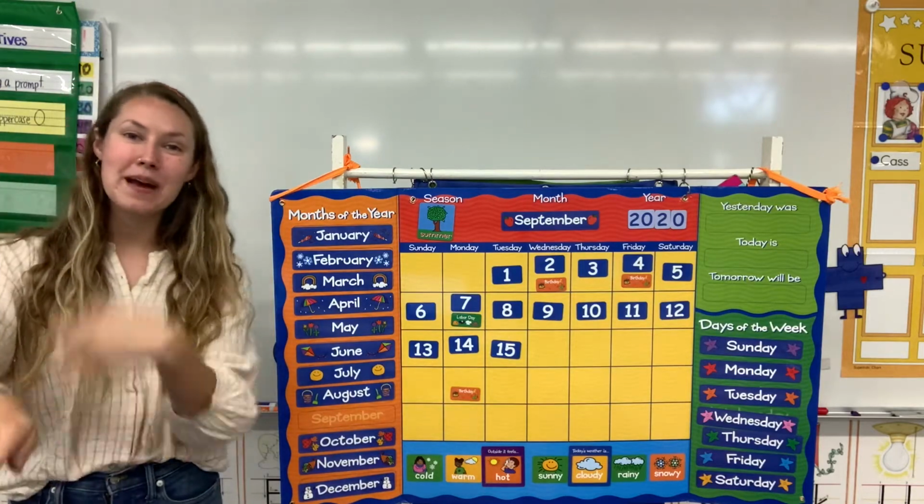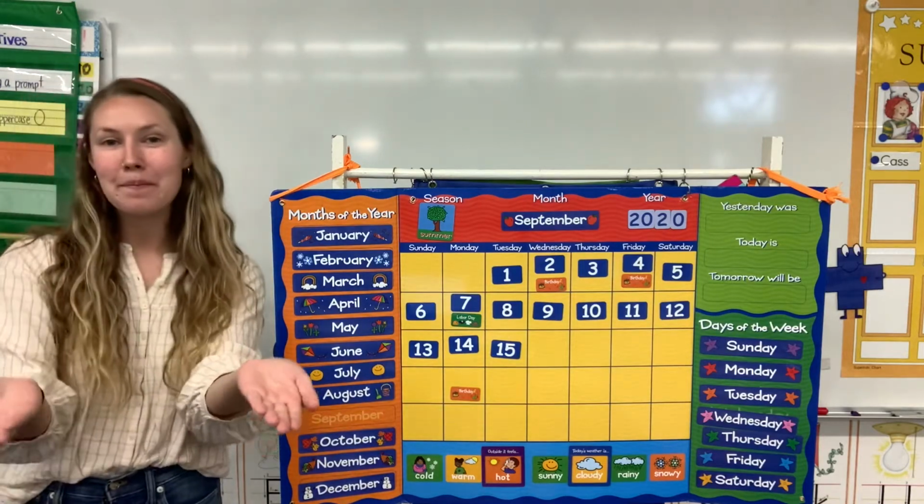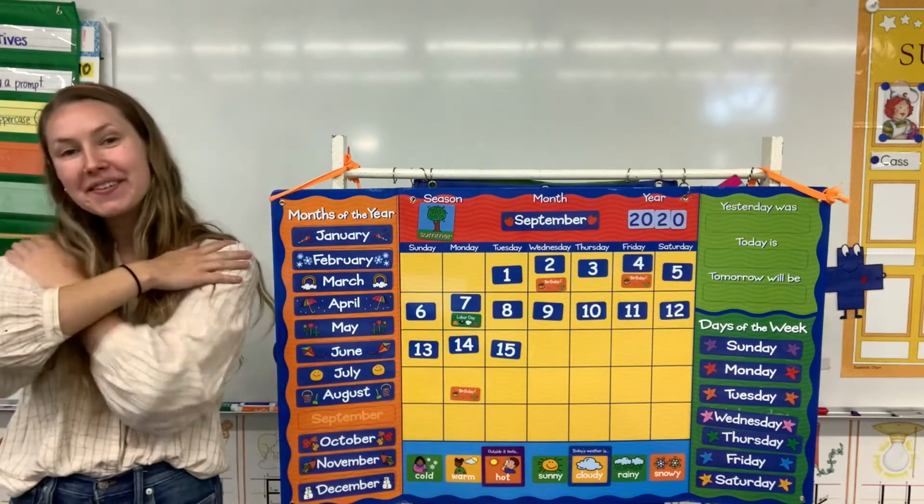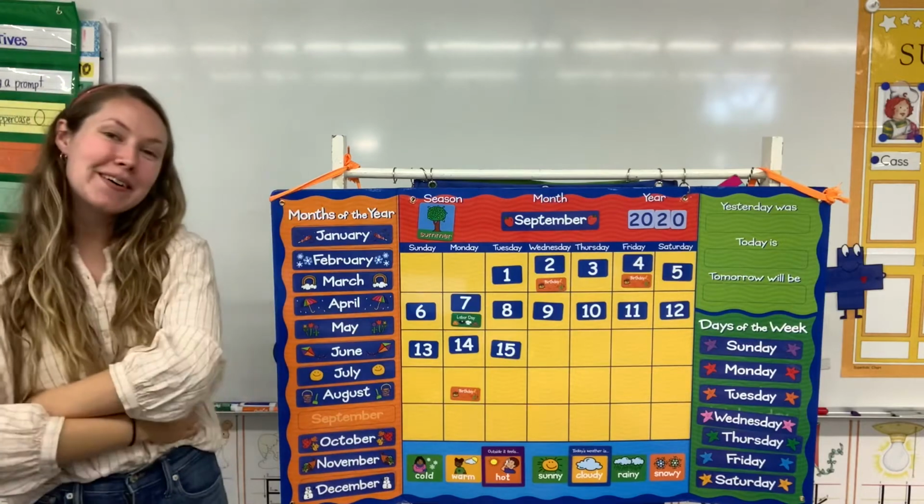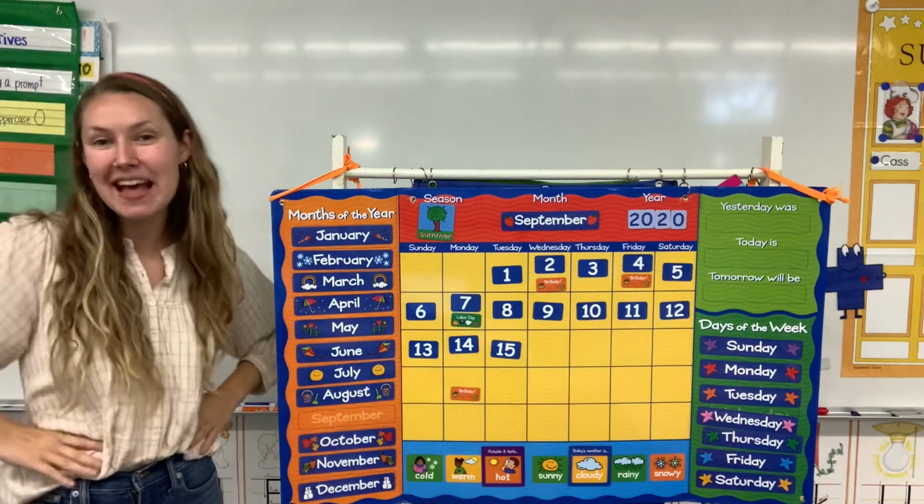January, February, March, and April, May, June, July, and August, September, October, November, December.